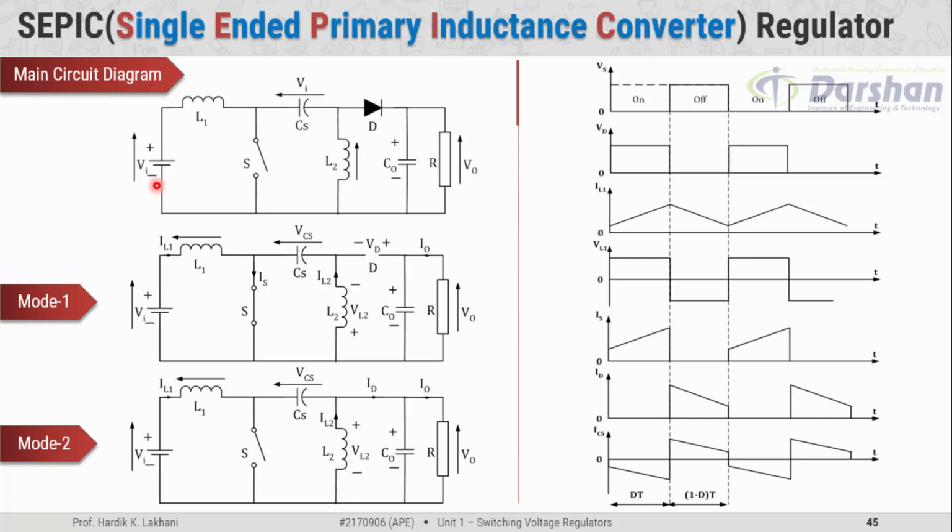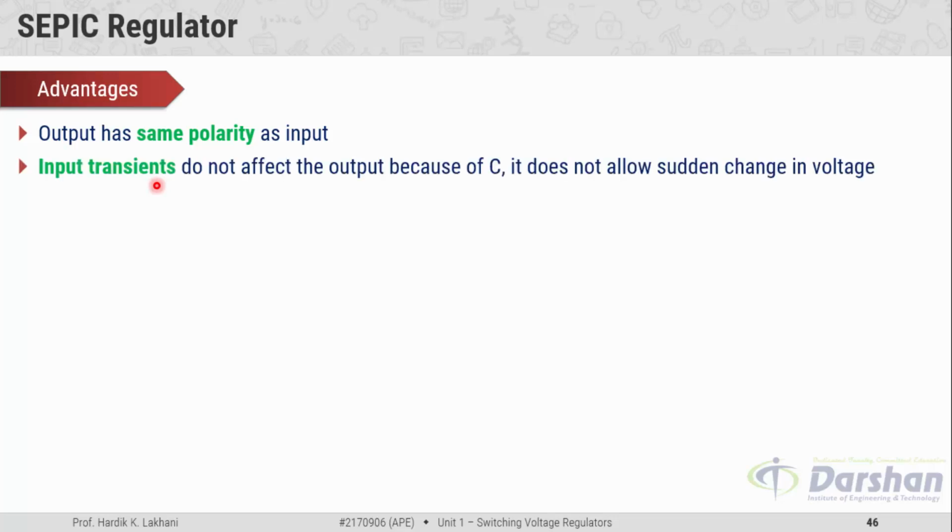Let us go through the advantages of the SEPIC regulator. As I said, output has the same polarity as input. Most applications demand this feature. Input transients do not affect the output. The reason is that the capacitor is present between the front end and the back end portion, and we know that a capacitor does not allow sudden change in voltage. It is also short circuit proof due to the presence of the coupling capacitor in between.